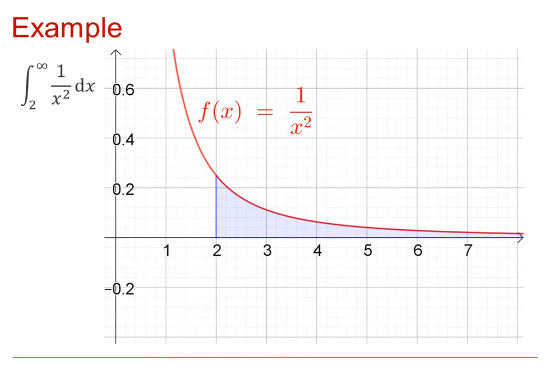Here is an example. f of x equals 1 over x squared. As you can see from the graph, although the function 1 over x squared tends to 0 as x tends to infinity, the area has infinite length, so we need to look at a limit. It is very difficult to tell at this stage whether or not there is a finite numerical answer. You can see that the integral we are interested in runs from x equals 2 to infinity.